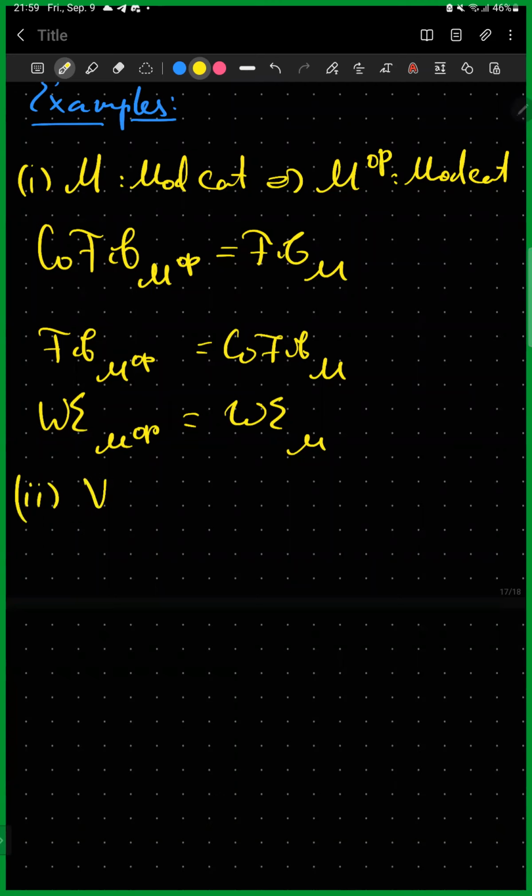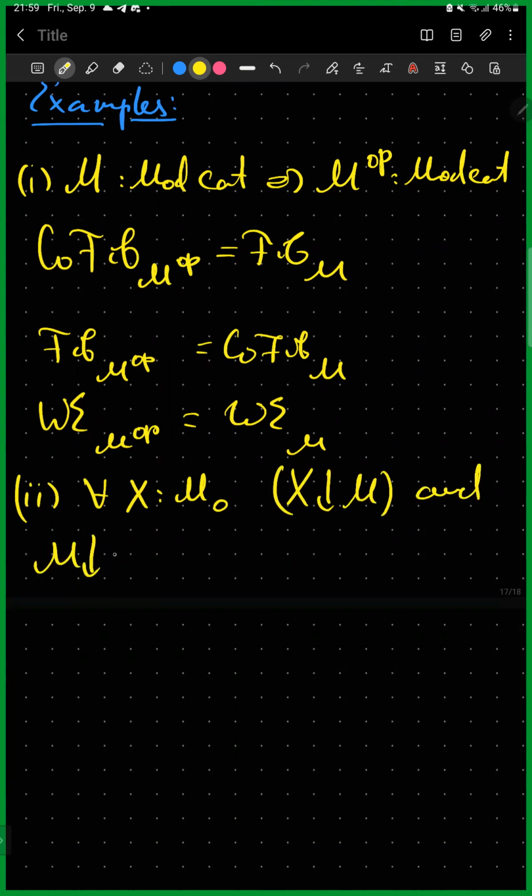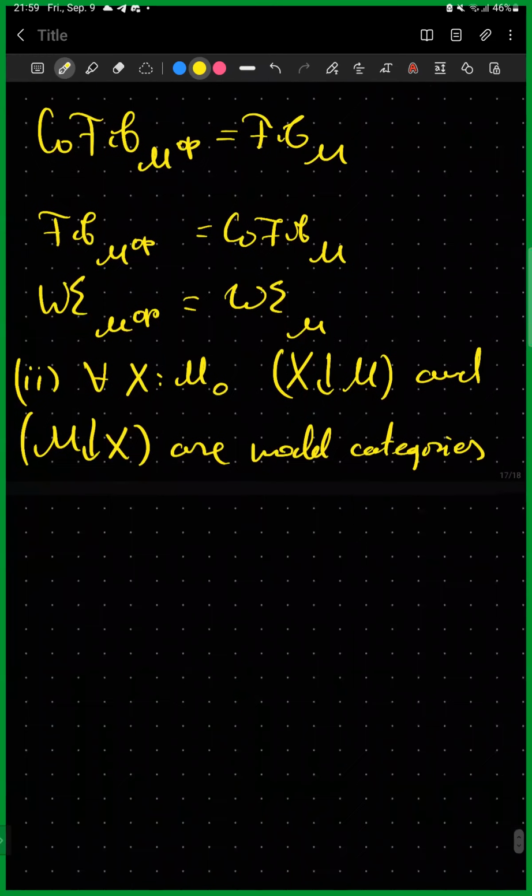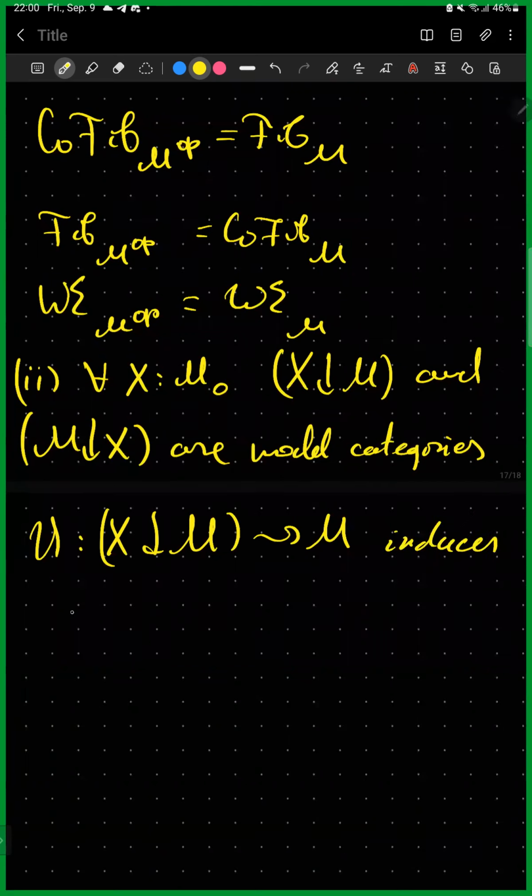So the second example is that of a comma category. If we have an arbitrary object in a model category, then its under category and its over category are both model categories. So the model structure is induced by the forgetful functor, which goes from, say, the under category to the model category itself, and just says that a map is, say, a cofibration if its image under the forgetful functor is a cofibration. Similarly, it's a weak equivalence if its image is a weak equivalence. So this functor U induces the model structure.